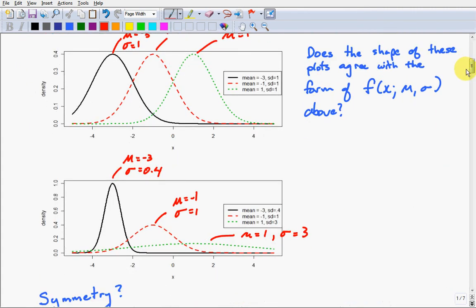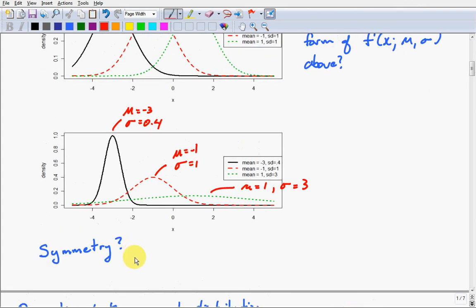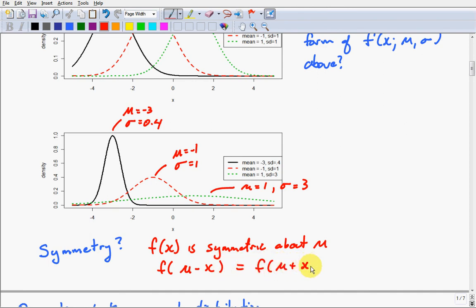I made a little note here at the bottom to talk about symmetry. The probability density function for a normal distribution is symmetric about the mean mu. So f of x is symmetric about mu. That means mathematically, the density at mu minus x would be the same as the density at mu plus x. If you're some distance below the mean, it's the same as being above the mean.